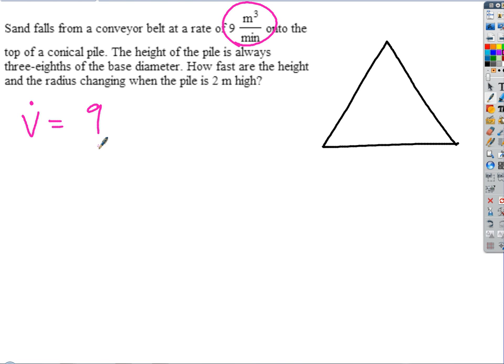They tell us one other thing here. Okay, how high it is. So we'll call that H. So when the pile is 2 meters high, so that's going to be height. Then the other critical, if we look at this picture, this is height, right? If we're going to come up with a parent equation for volume, do you know what it is for a right circular cone? No. 1/3 pi r squared h. So we're going to need the r also. So there's our radius, right?